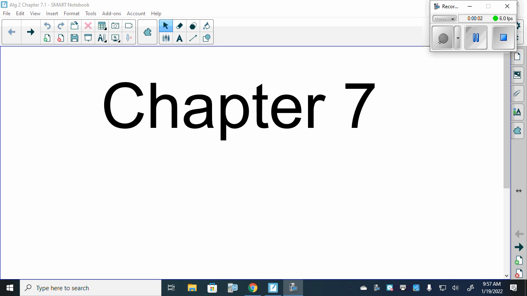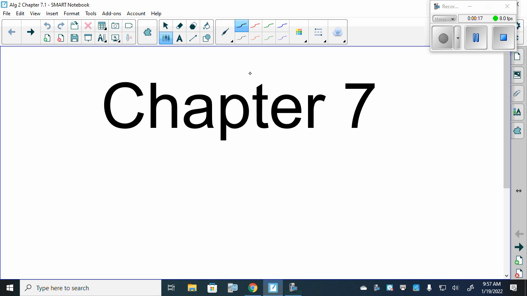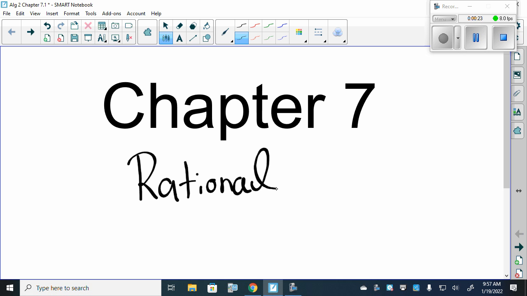What we're starting today is Chapter 7. Chapter 7 is going to revolve all around rational functions. So what we're going to be looking at is rational functions and rational expressions.